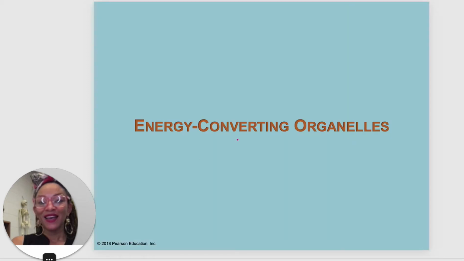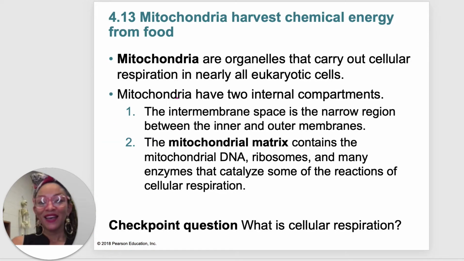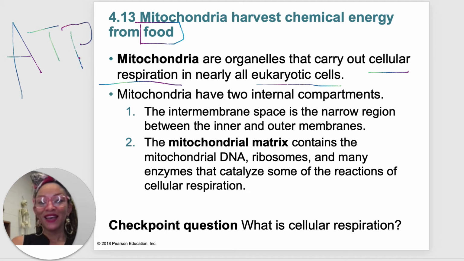So let's go over energy converting organelles. All right, so first let's talk about mitochondria. So these are different organelles within our cells that are able to make or harvest chemical energy from our food. So they actually carry out something called cellular respiration, which is the way that most eukaryotic cells make energy in the form of something called ATP, which is the same thing as adenosine triphosphate.